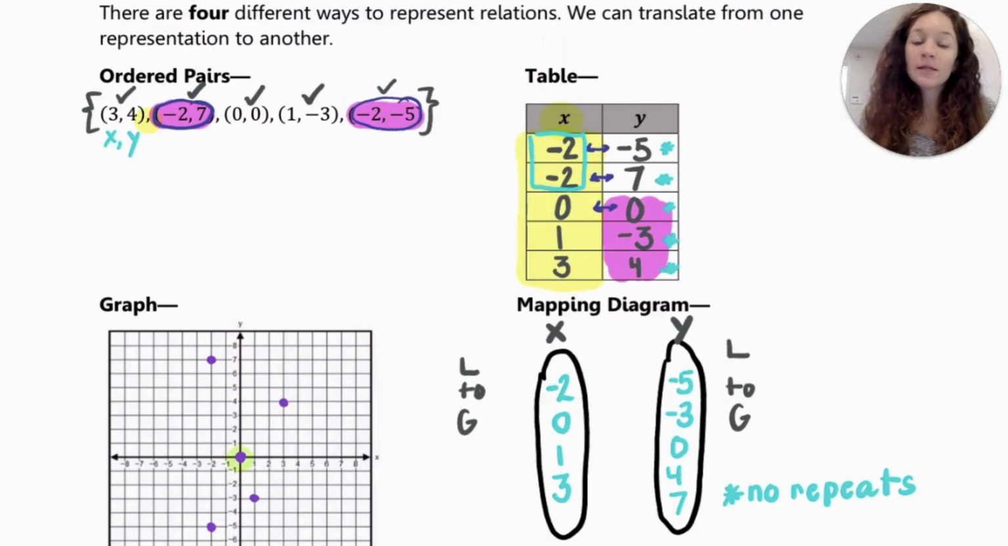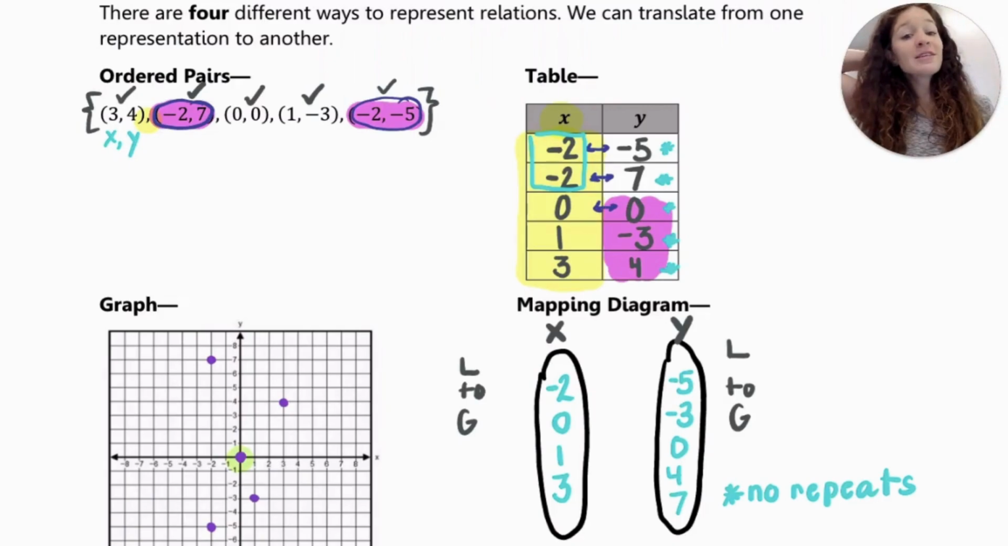Something else I want to be clear is, yes, you see a 0 in the x and you see a 0 in the y. Those are separate categories, so yes, we have to put those zeros twice. We're only not repeating if we see an x value twice in that category, and then we see a y value twice in that category.